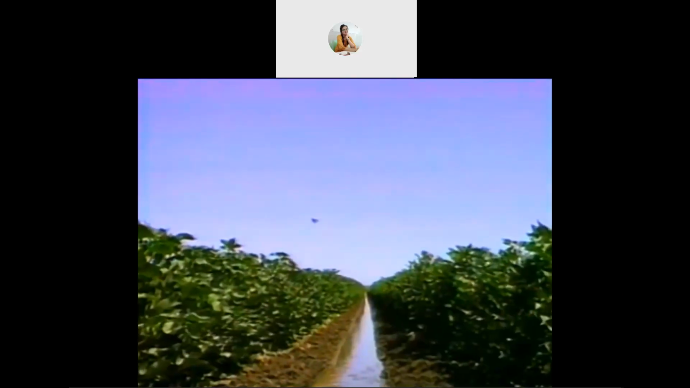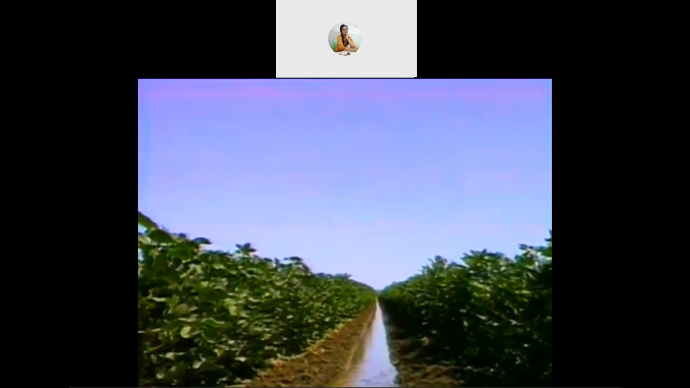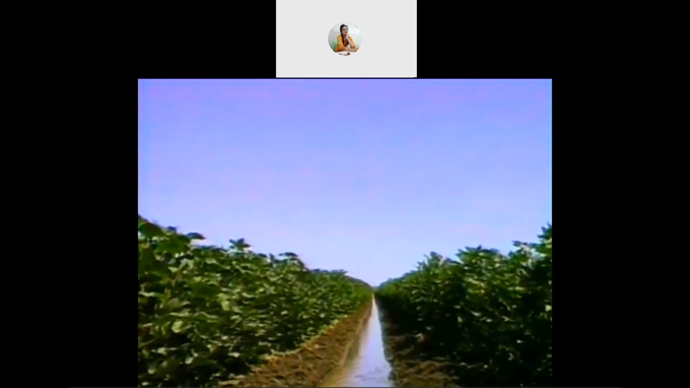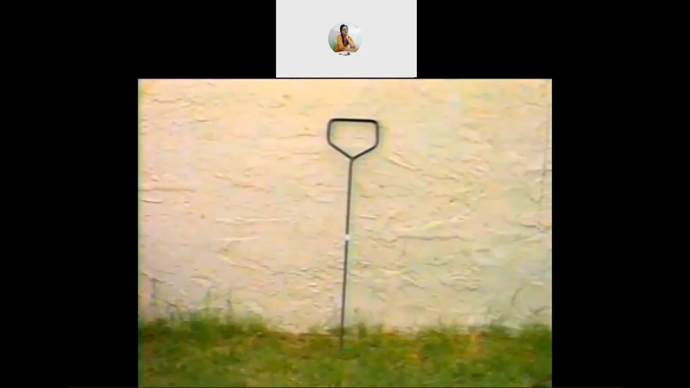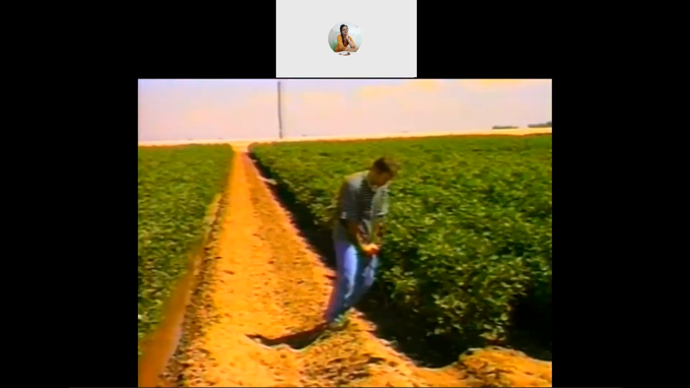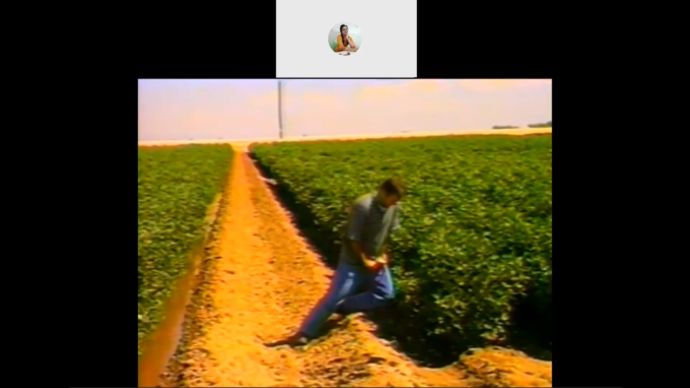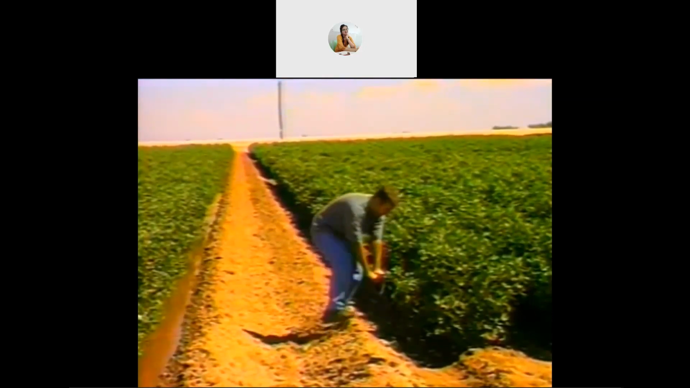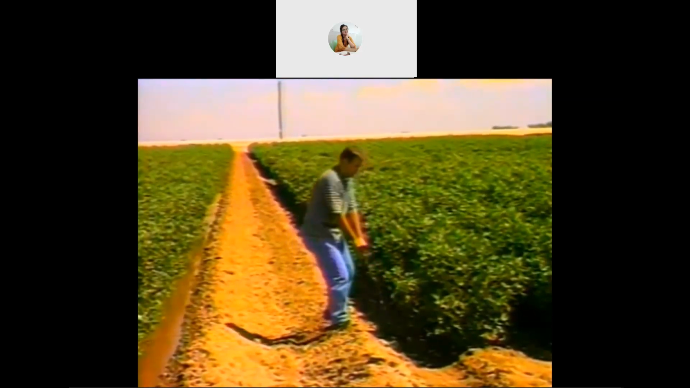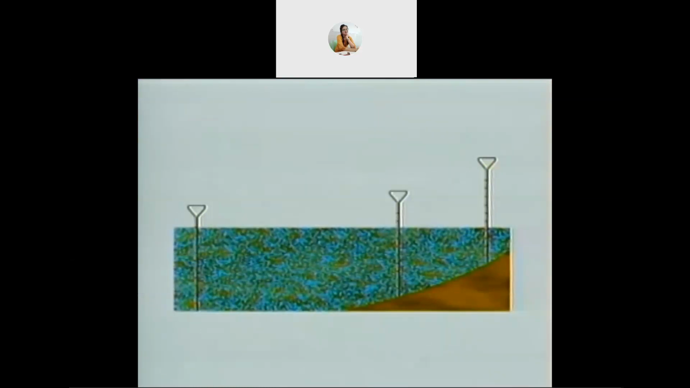If you're not sure that the plants are getting enough water, you can check how deep the water is going. Come back to the field 2 or 3 days after an irrigation and push a soil probe into the soil as deep as it will go. The probe will stop when it gets to dry soil. You should check a row at the head end of the field, the tail end of the field, and 2/3 of the way down the field.